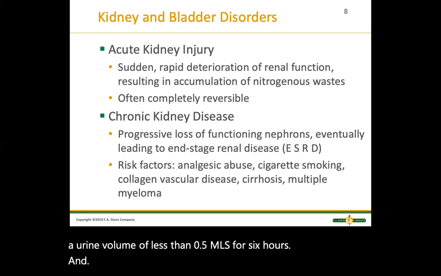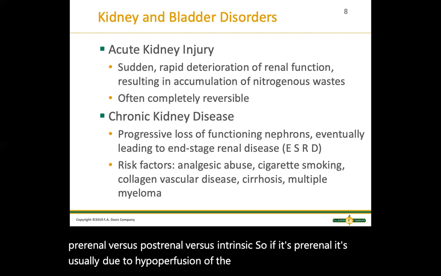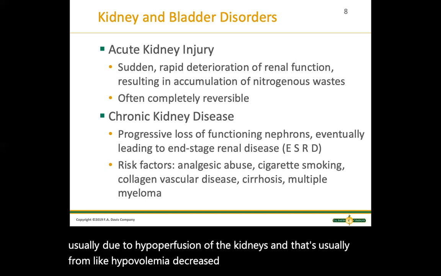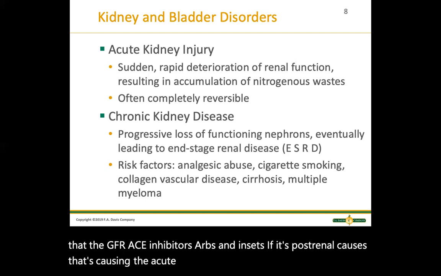So those are the guidelines, but just keep in mind whether it's pre-renal versus post-renal versus intrinsic. If it's pre-renal, it's usually due to hypoperfusion of the kidneys, usually from hypovolemia, decreased cardiac output, or medications that limit the GFR, like ACE inhibitors, ARBs, and NSAIDs. If it's post-renal causes that are causing the acute kidney injury, it's usually from a bladder obstruction, a urethral obstruction, or a neurogenic bladder.